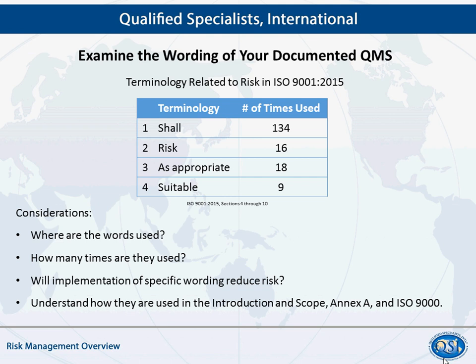And then the other thing is making sure that you understand how the words are used in the introduction and scope of Annex A and ISO 9001, because they identify can, may, should. So is it acceptable to use can, may, and should? It is. However, you have to look at whether or not those words can pose a risk if there's any action items that relate to that.